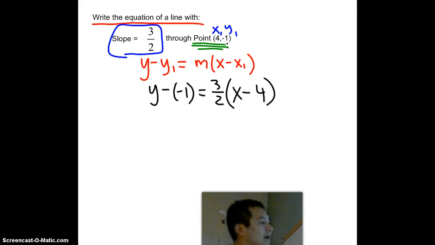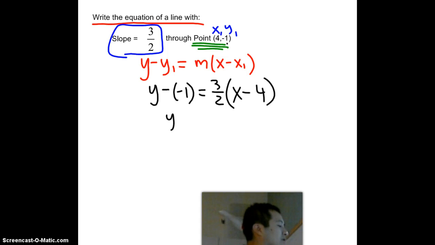Simplify it now. I like to simplify. Actually, I like to put it into y-intercept form when I'm done, because in case someone asks me to graph it, I'll be ready to graph right away. So I'm going to put it in y-intercept form. That means I get y by itself and move everything else to the other side.